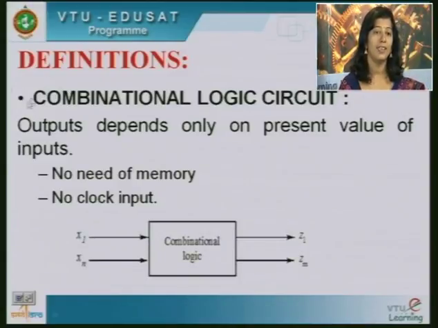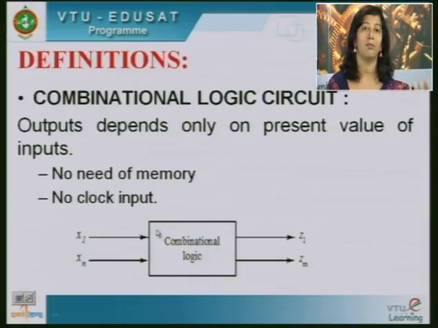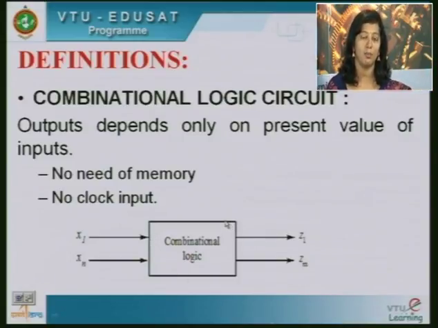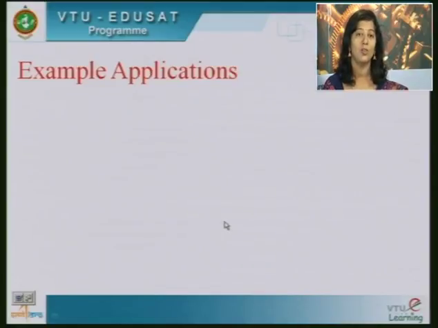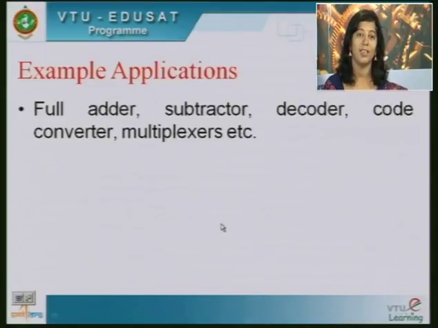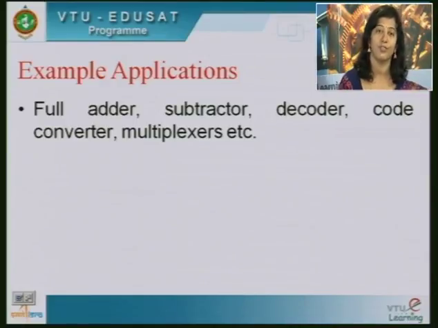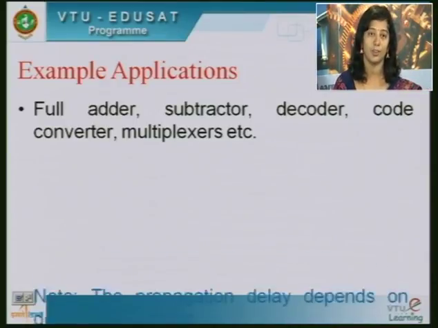Here x1 to xn can be a group of inputs and z1 to zm can be a group of outputs from this circuit. This circuit can include a set of basic gates: AND gates, XOR, XNOR, all kinds of gates. This is a combinational logic circuit. We've studied many such circuits. The examples you have studied are half adder and full adder, subtractors, decoders, multiplexers, code converter circuits and many more. These are some of the example applications of combinational logic circuits.